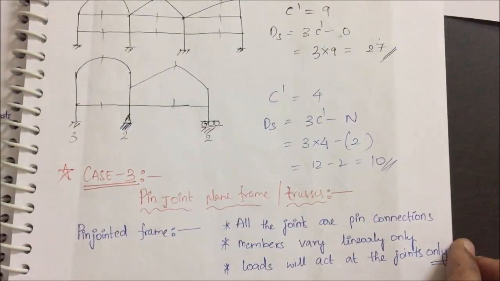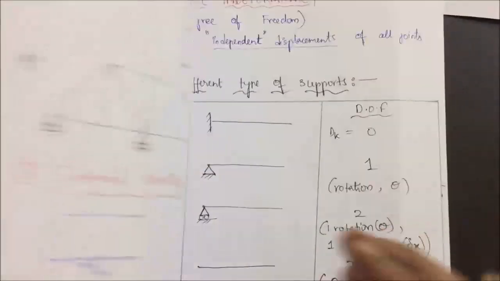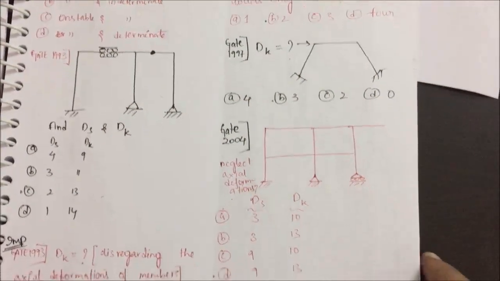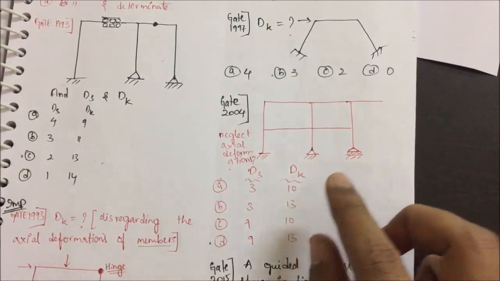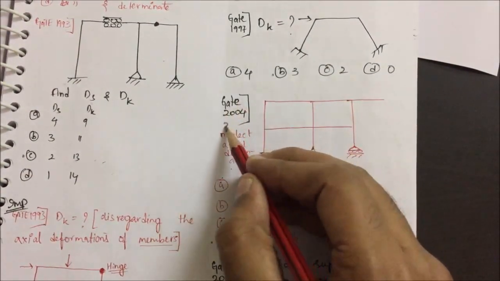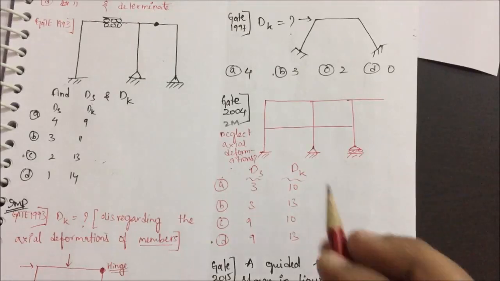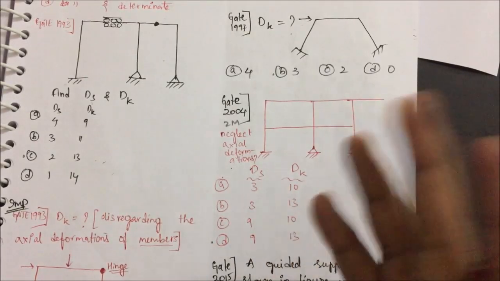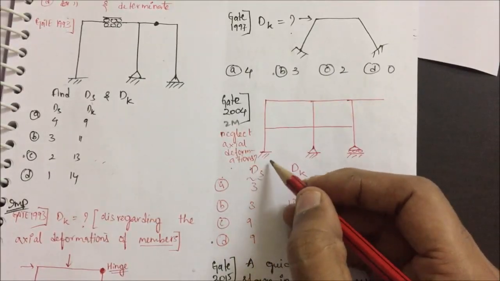Now let us see a GATE question which was asked in 2004. Or you can see this question, which was asked in 2004. Here this question was given for 2 marks, and he was asked to find ds and dk. Dk, that is kinetic indeterminacy, we will solve after 5th or 6th module. For now let us solve ds.